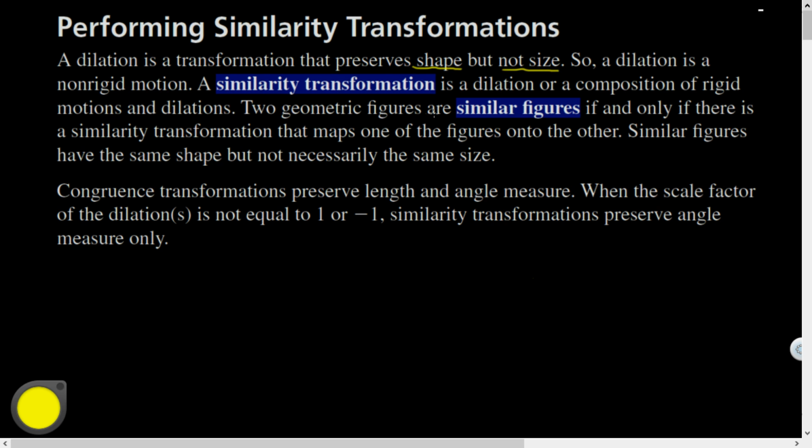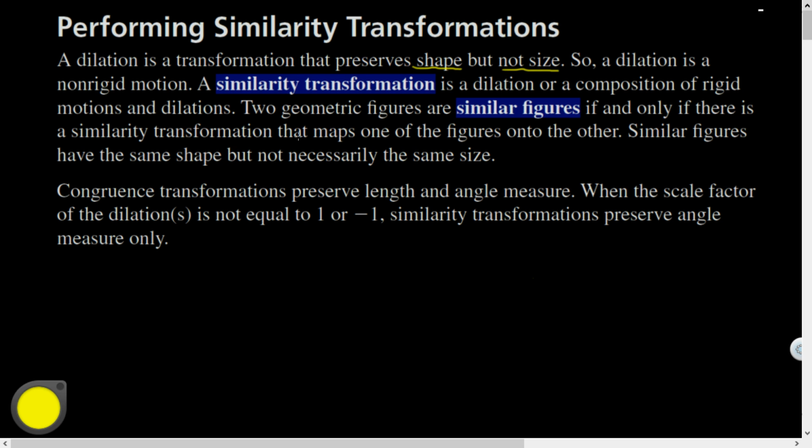So it says this: two geometric figures are similar figures if and only if, biconditional statement right there, there is a similarity transformation that maps one of the figures onto the other. Similar figures have the same shape, but not necessarily the same size. Necessarily. So that would suggest to me that congruent figures are similar, but not all similar figures are congruent.